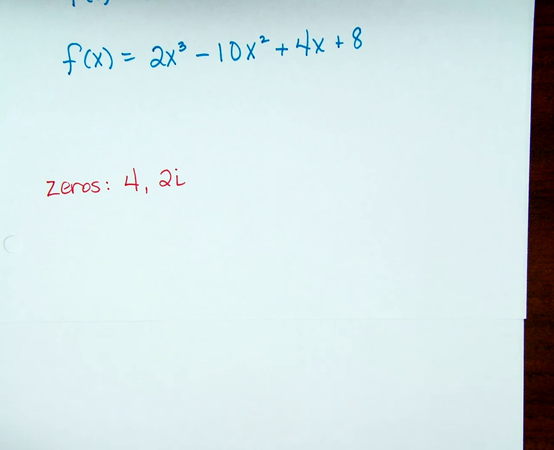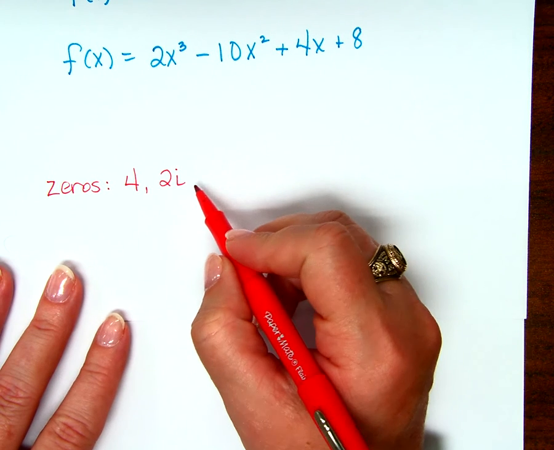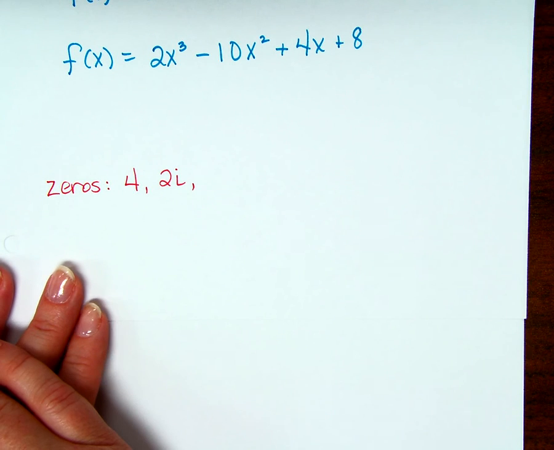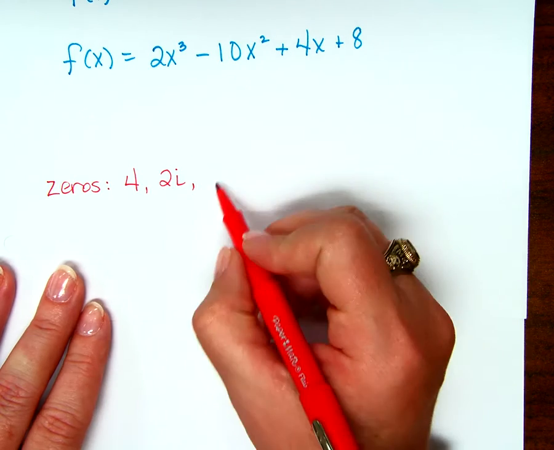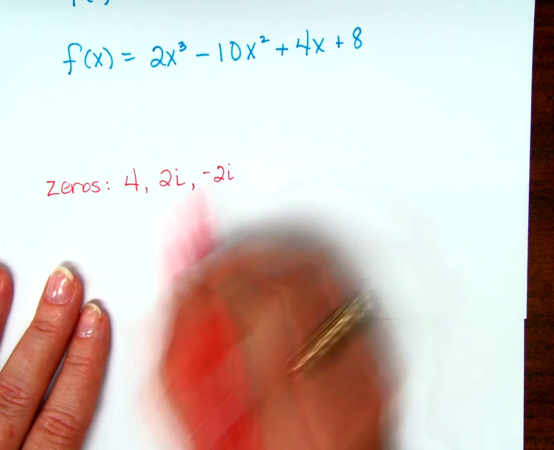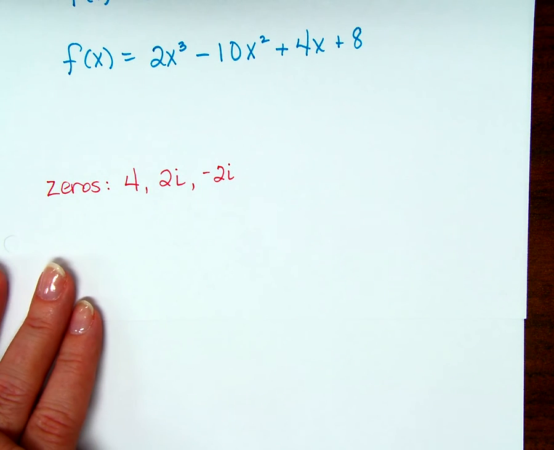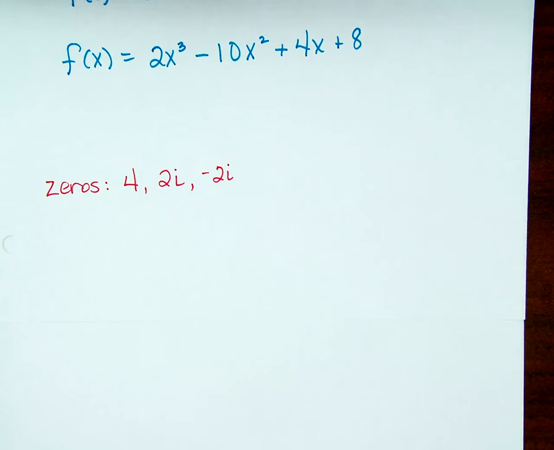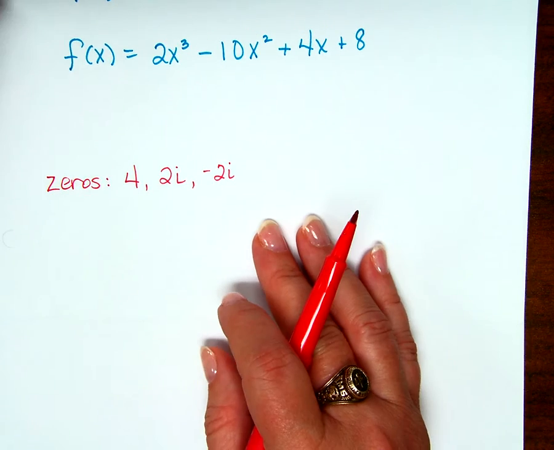Do you know what it is? If you have a 2i, what else do you also have? Negative 2i. Okay? You remember that? Because when we get the i from taking the square root of a negative number, and if we have a positive one, we also have a negative one. So please don't forget that when you're going through here. Okay? All right, any questions about that?